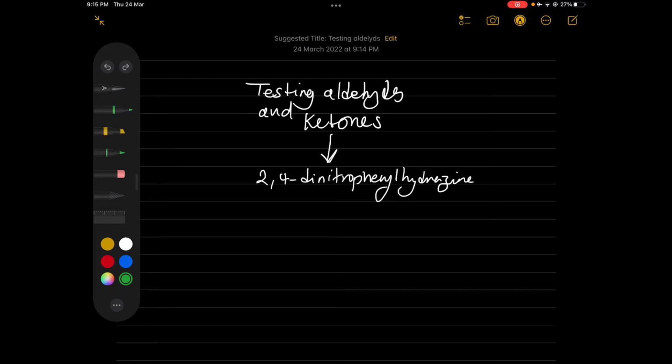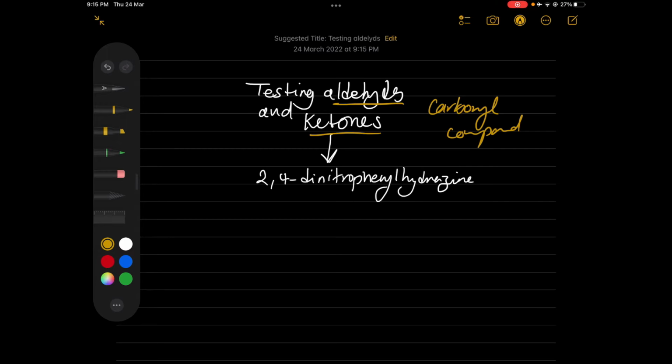Let's start with how I can test for aldehydes and ketones. Suppose you are in a science lab and I give you different materials, and my question is which of these is an aldehyde or a ketone. Keep in mind that aldehydes and ketones are also called carbonyl compounds. So how can I test for the presence of a carbonyl compound?